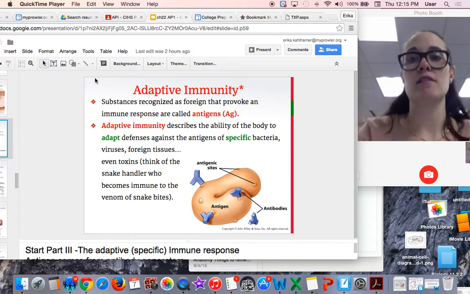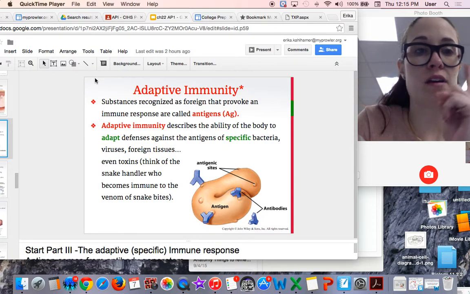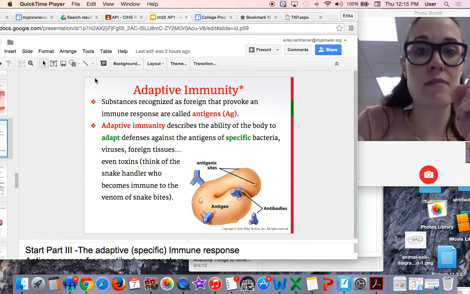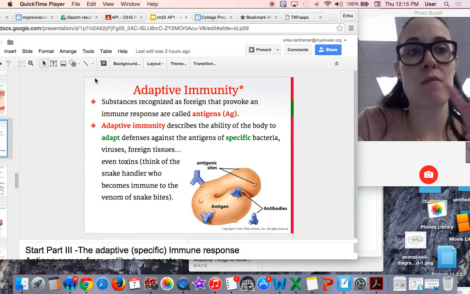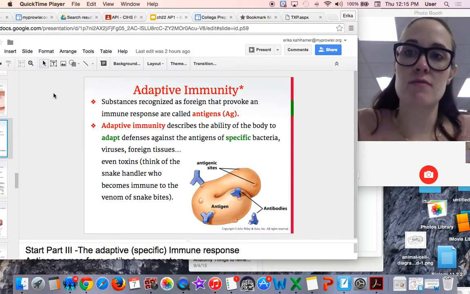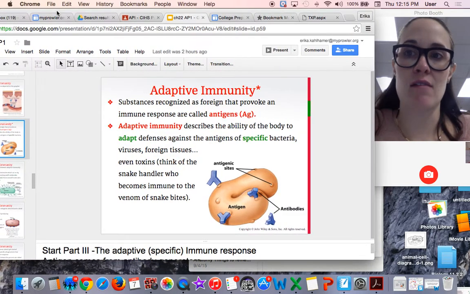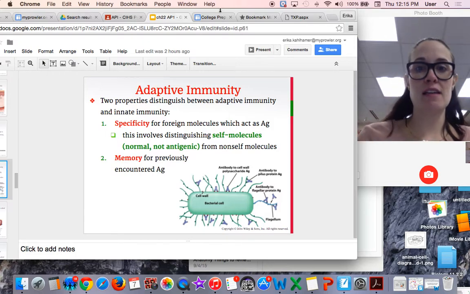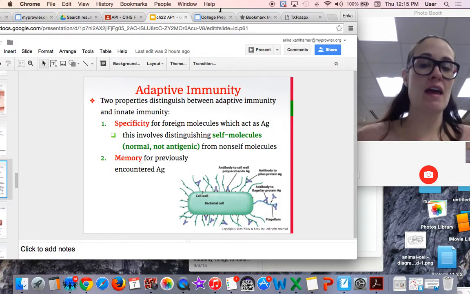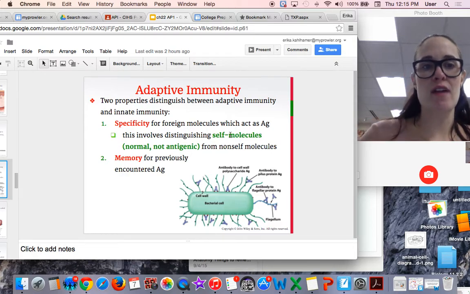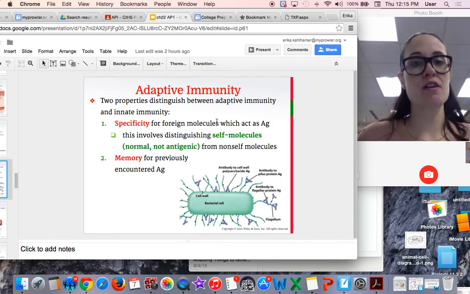Adaptive immunity adapts to specific threats, and it can make antibodies to bacteria, viruses, any foreign thing. The reason why it's different from innate is it's specific and it provides long-term memory. So we can remember an antigen that's encountered before and elicit a stronger immune response.